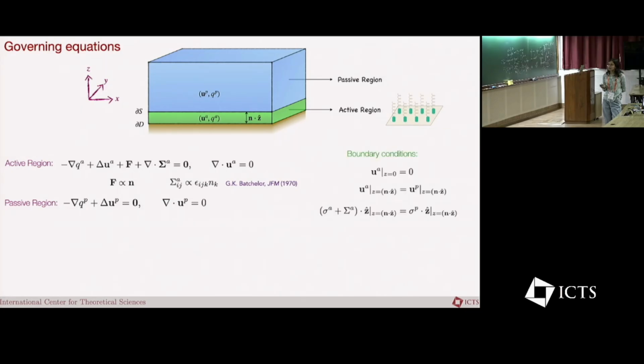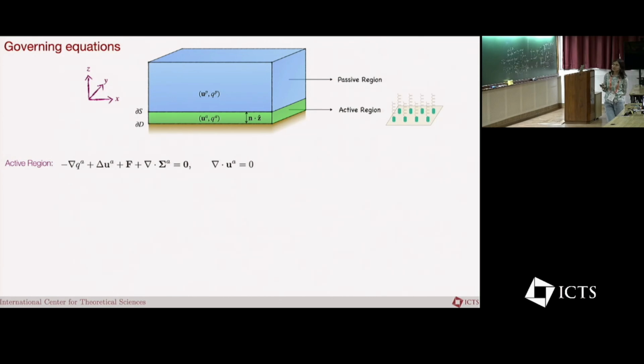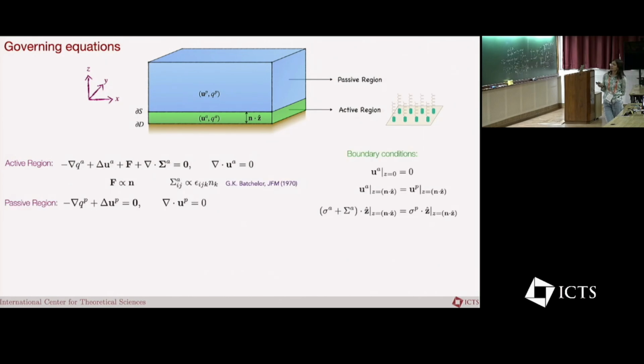And at the interface of the active and passive regions, we have these boundary conditions. We are imposing a no slip boundary condition at the base surface, and at the interface, we impose continuity for the velocity as well as a stress matching condition. So these equations set up the problem for the fluid. Now we had this bacterium with orientation vector p.